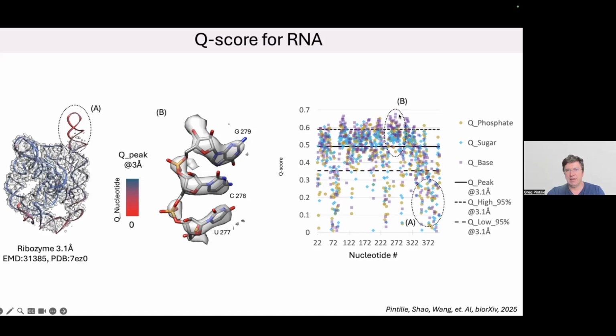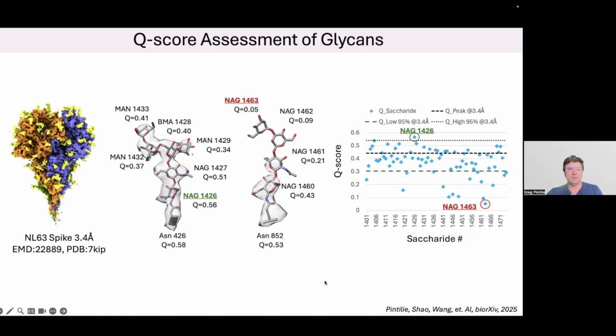So this is indicating a region where it's resolved as expected, which is shown here. And this is a region here in A, which is less resolved. So it can help to guide interpretation. If you're trying to describe how this RNA functions, there might be less information to base on in these parts with lower Q-scores. It can also be applied for small molecules.